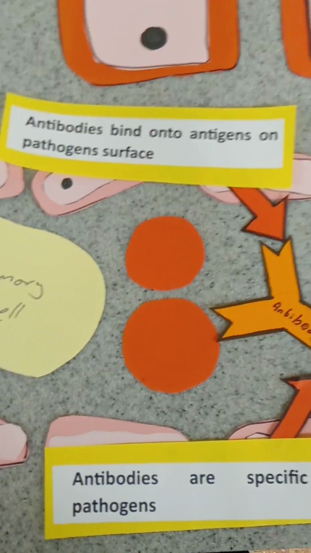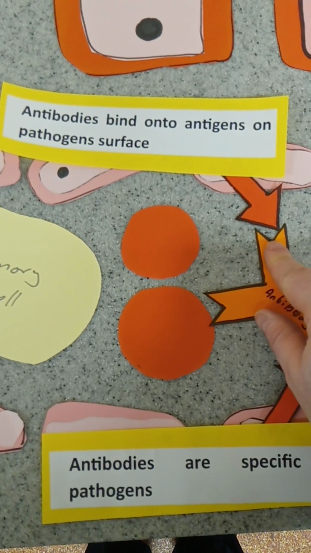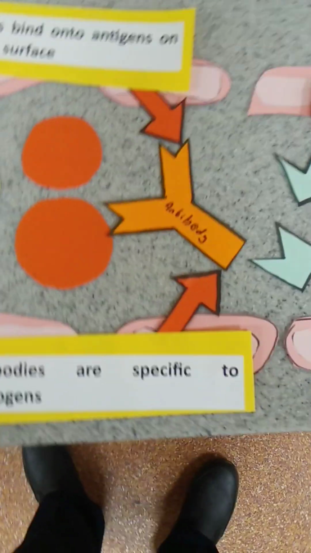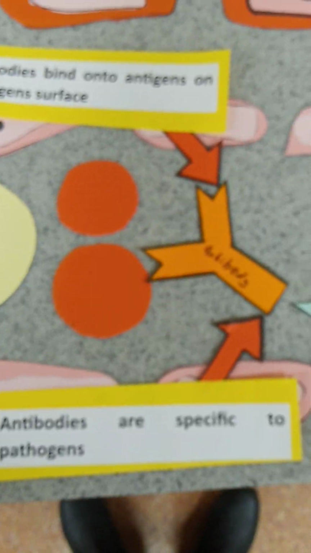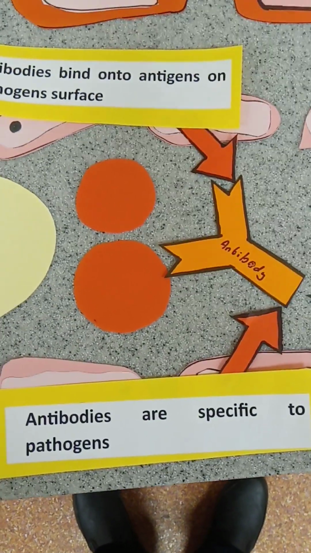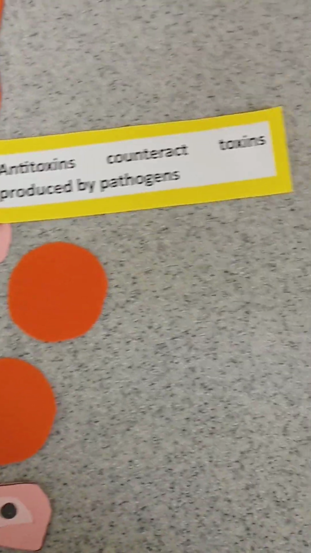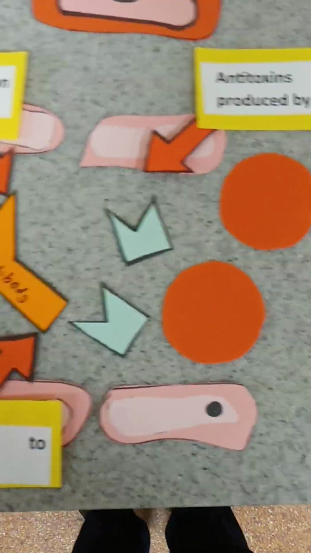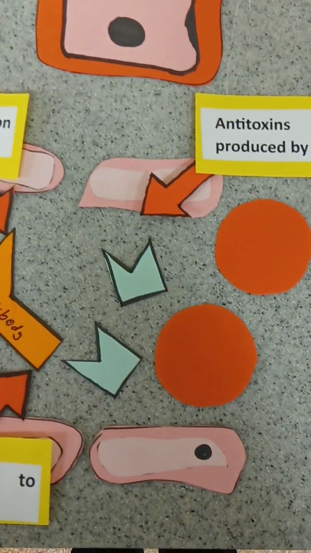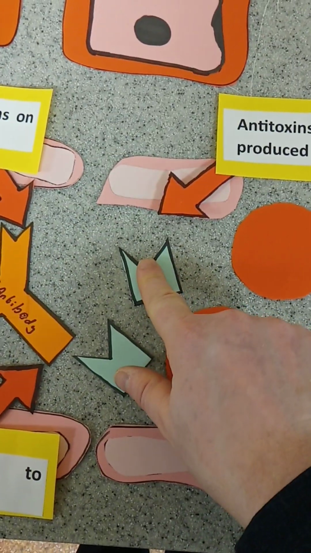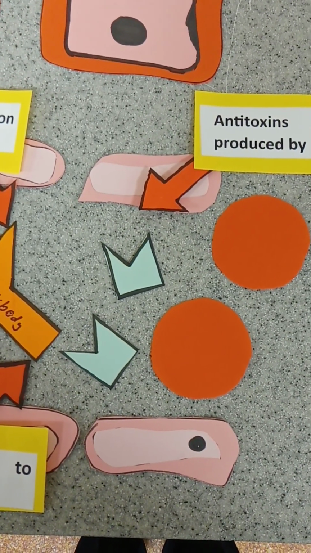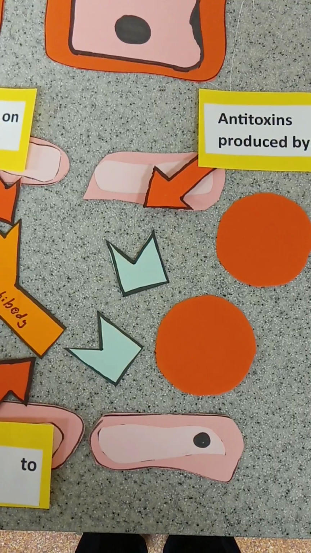Just a few key things about antibodies. So antibodies have these binding sites, which will bind onto the antigens on the surface. The antibodies are specific to antigens. And one other thing that can be produced, antitoxins can be produced which counteract toxins produced by pathogens because they've got binding sites on them which will bind to that toxin, which will deactivate it.